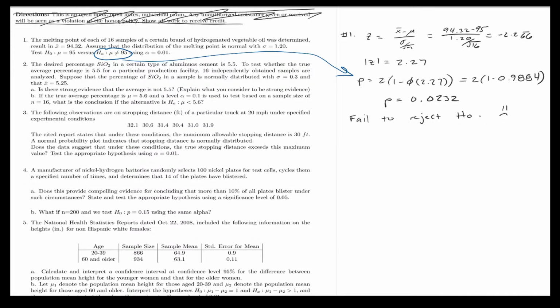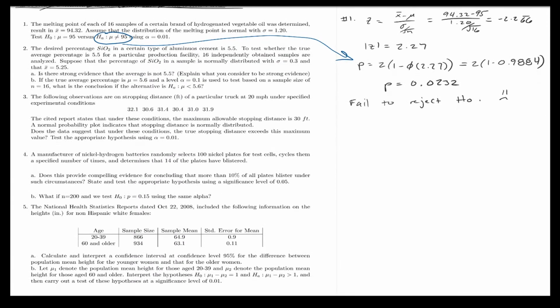All right, number 2, similar. Number 2 says the desired percentage of silicon oxide, SiO2, in a certain type of aluminous cement is 5.5. So 5.5% of that cement is SiO2. To test whether the true average percentage is 5.5 for a particular production facility, 16 independently obtained samples are analyzed.